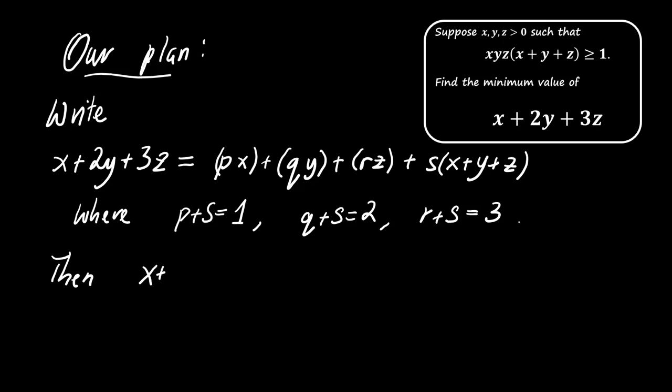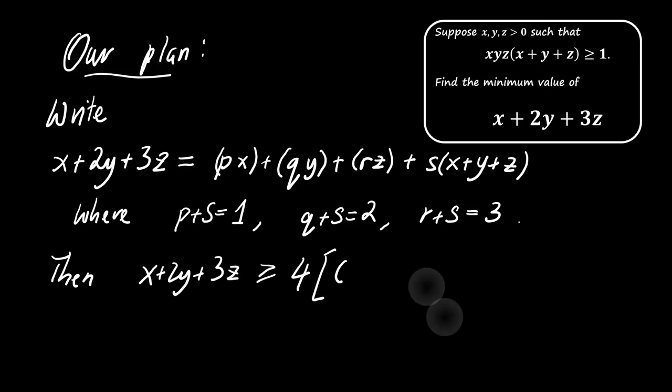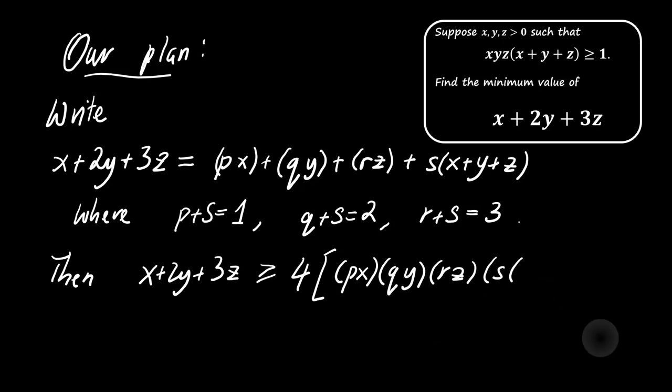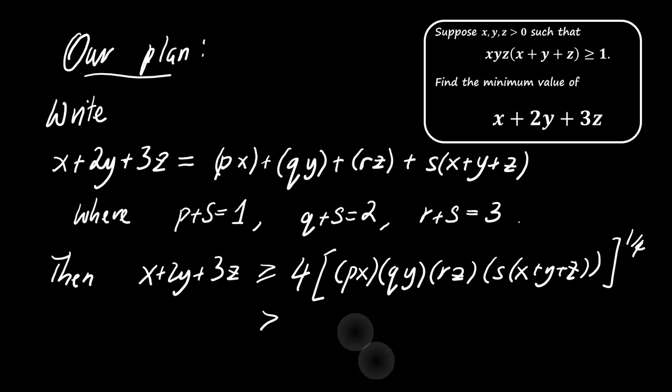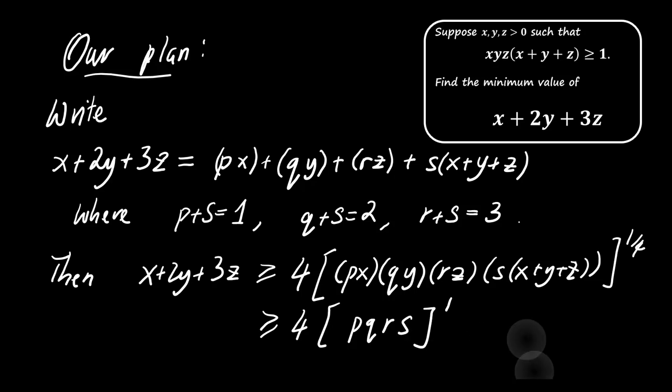Now, applying the AM-GM inequality to each of these terms gives us a way to estimate a lower bound. Additionally, we can also use the condition that the product of x, y, z times the sum of x plus y plus z is greater than or equal to 1. This condition helps us further bound the values of x, y, and z. Together, these two tools will give us a sharper lower bound for x plus 2y plus 3z.